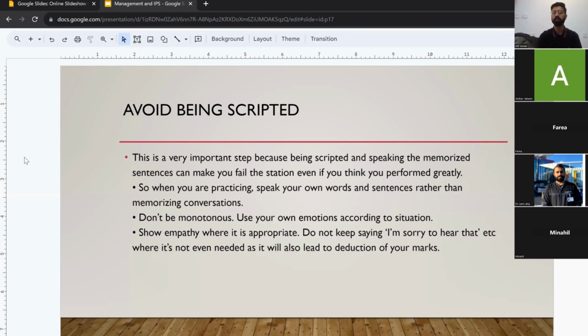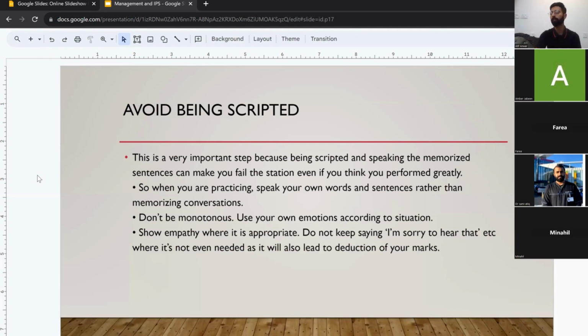So I was telling that we do not need to be scripted, because many people come back from the examination thinking they performed very well, but they speak the memorized sentences, the same lines that everyone is speaking, and they fail the session because the examiners know when someone is being artificial. Read the notes, take guidance from people, but speak in your own words, in your own tone, and make it feel like it's real.